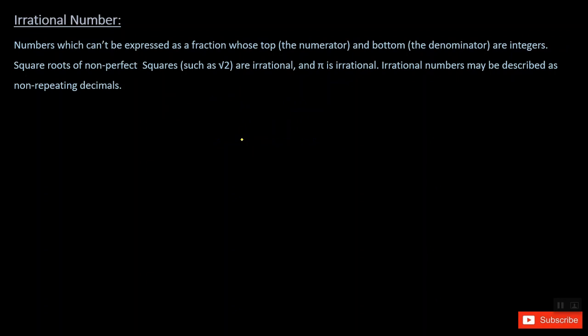An irrational number can't be expressed as a fraction whose top, that is the numerator, and bottom, that is the denominator, are integers. Even though the numerator and the denominator here are integers, those numbers can't be expressed as a fraction. So now tell me, when can we say a number can't be expressed as a fraction? Let's take an example.